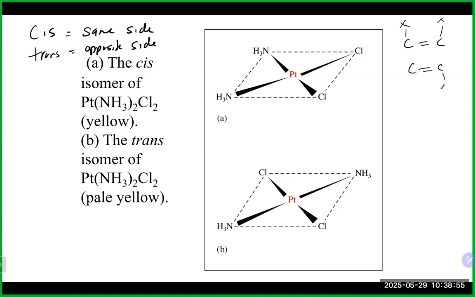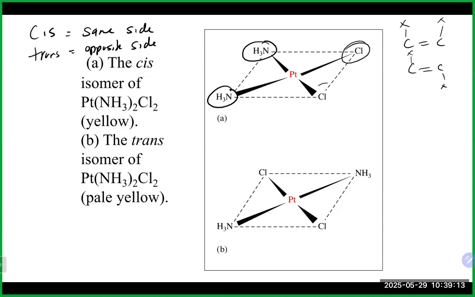If you have a group that's on opposite sides of a double bond, then that is known as trans. Here, though, we don't really have a double bond. So we're talking about really the plane of the molecule. In this case, this is our square planar. We have the ammonias on the same side of the plane, and that would be cis.